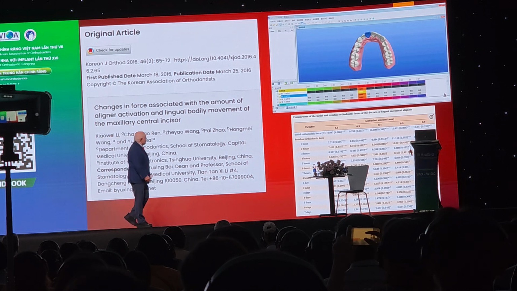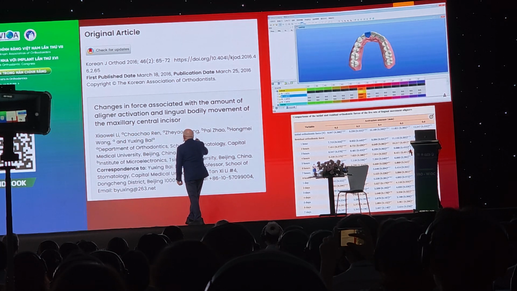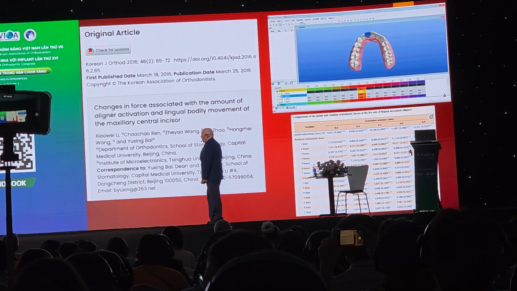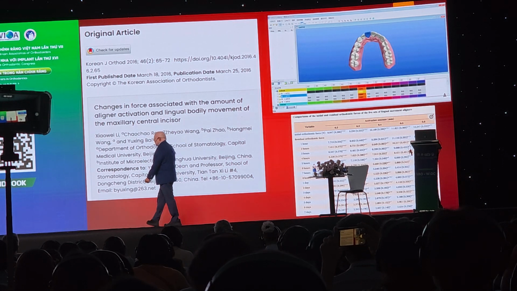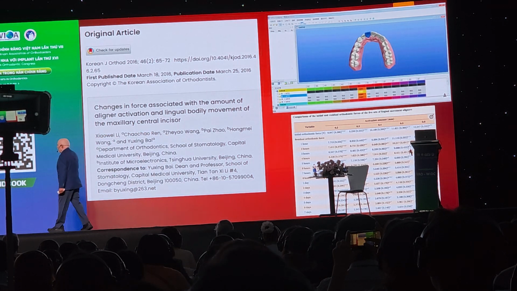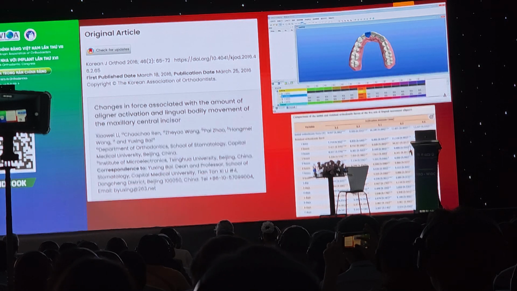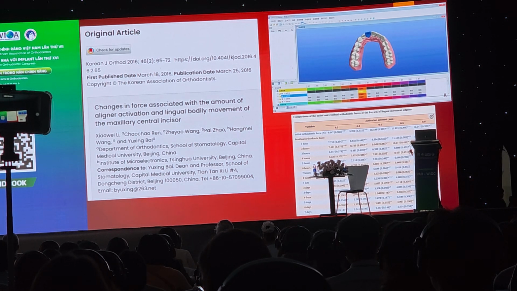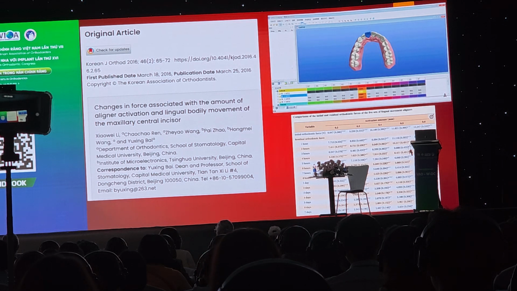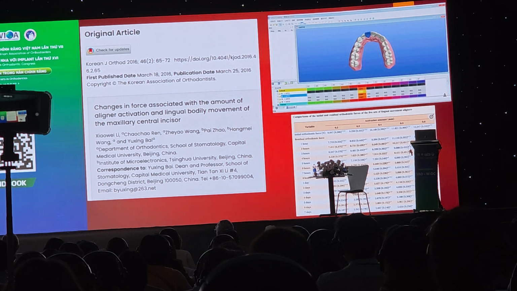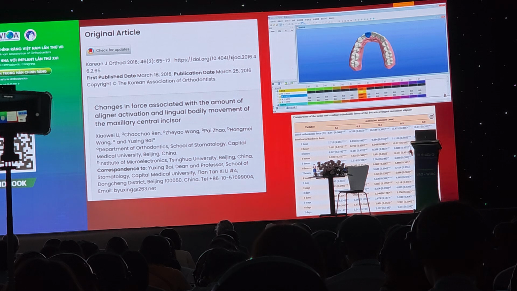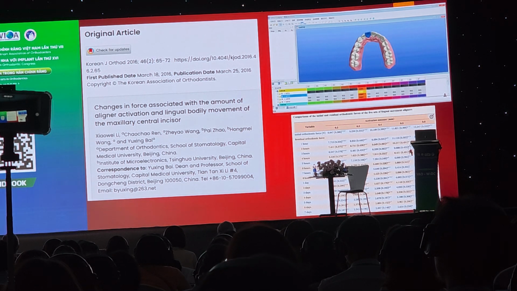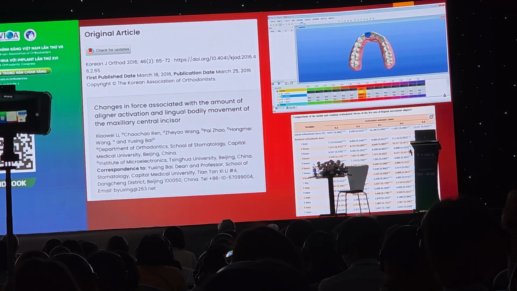This is one of my favorite studies, came out in the Korean Journal of Orthodontics. Very nice study. Take a look at these numbers. For example, this is movement of 5 sets of lingual movement of the maxillary central incisor. This upper line shows the thickness, how much thickness: 0.3 millimeters, 0.4, 0.5, variable.